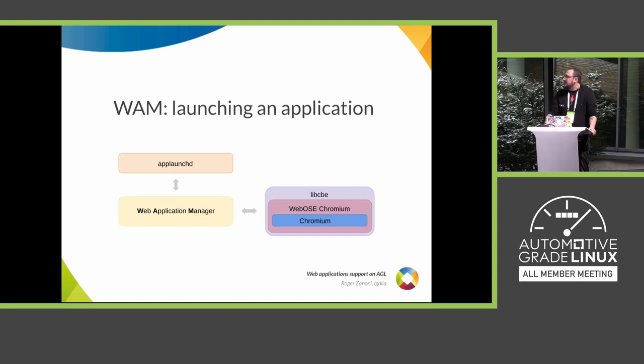And as an example of how we leverage the Chromium architecture to communicate with system services, I can show how the infrastructure for launching applications is implemented on WAM. The first architecture slide is basically the right side of this one in simplified version. LibCVE is a library compiled from the Chromium code that's used by WAM. And WAM communicates with AppLaunchd to launch new applications. AppLaunchd starts new applications by starting system services related to the installed applications. And WAM communicates with it using D-Bus and gRPC in the future.